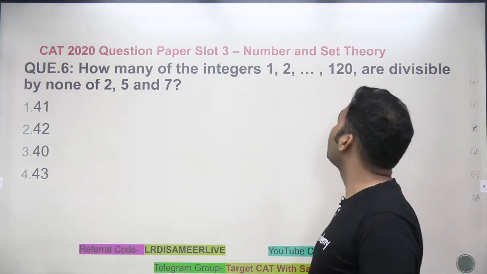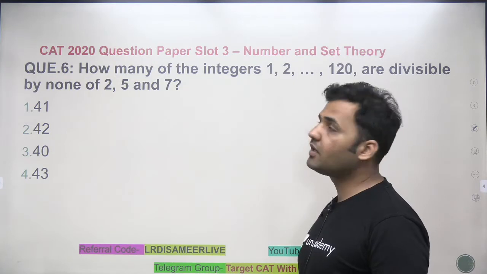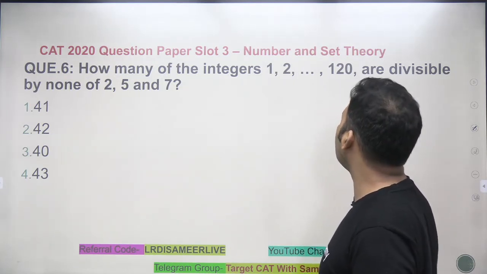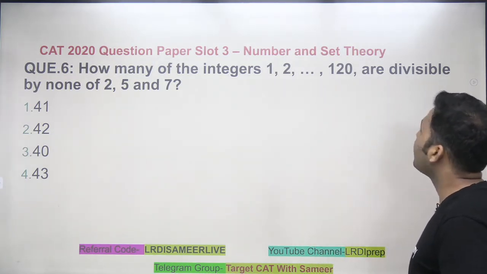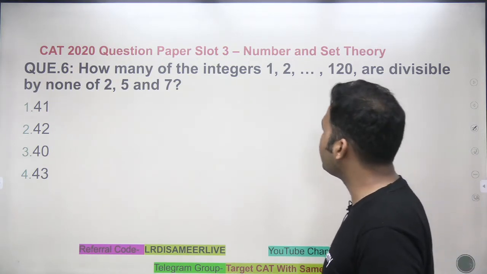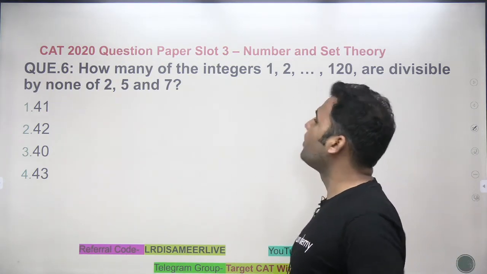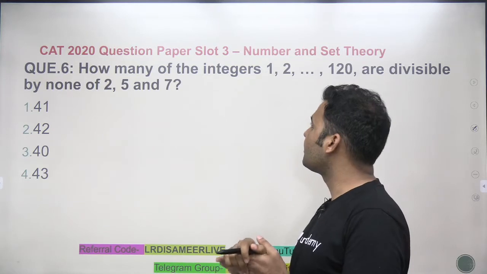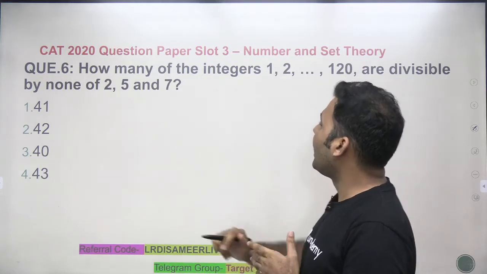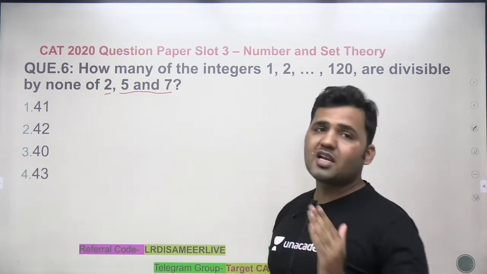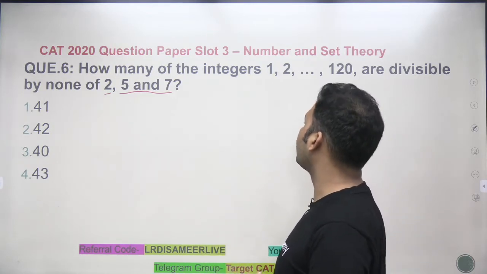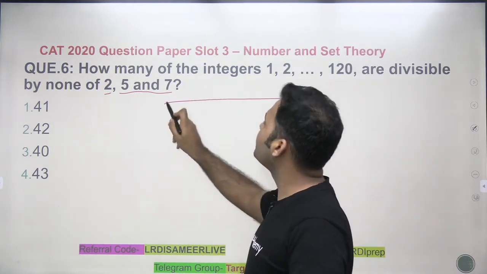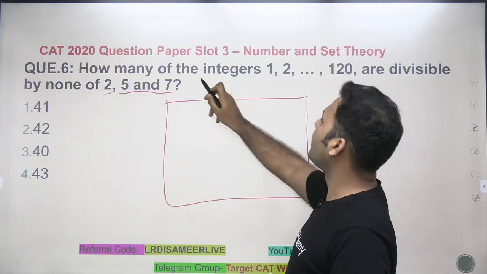Look at the next question of numbers and set theory, CAT 2020 question number 6. How many of the integers 1, 2, 3 up to 120 are divisible by none of 2, 5 and 7? So I have a total number of 120. This is basically a question of set theory and number system. I'm supposed to find out the numbers which are not divisible by either 2 or 5 or 7. So see that my total sample space here is equal to 120.